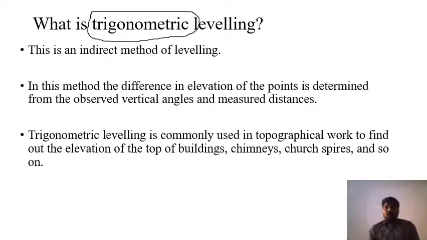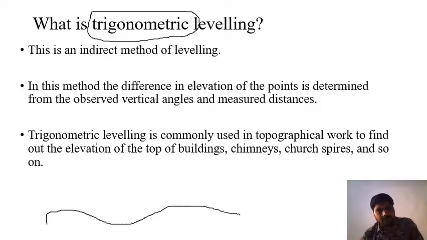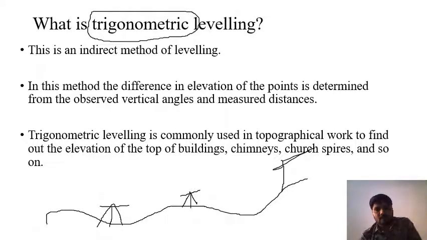If different elevations are there, suppose we are working on a surface like that. We have one station over here and another station over there, and there is our object. It might be anything, as I said here. It might be a building, chimney, church, trees, anything.